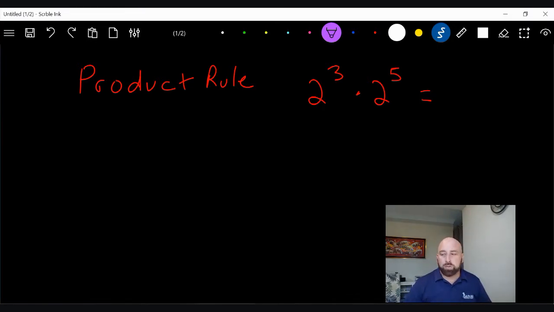In the product rule, what you would do is you would not take this times this, because you're thinking product, so I must be multiplying, so 3 times 5 is 15. No. What you would do there is you would take that plus that. You add the exponents. Okay? So you would get 2, 3 plus 5 is 8. 2 to the 8th is the correct answer.